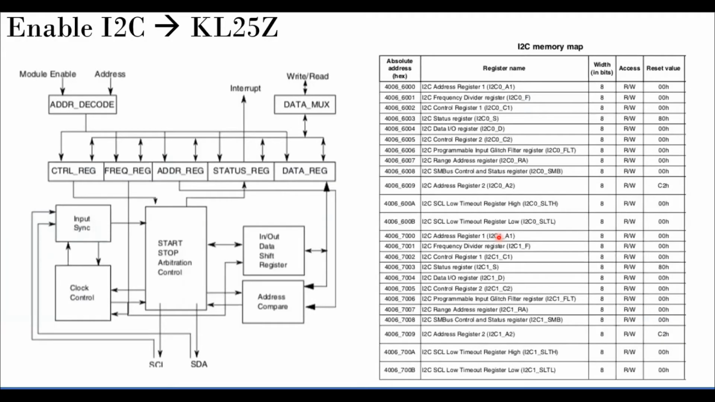Now this is how it looks for a Freedom board. Okay, so this is the internal circuitry, for example, and this is the address part, and this is the data part, and these are the bunch of registers I will be interested in, and then the start, stop, data manipulation part, the in-out register part also.